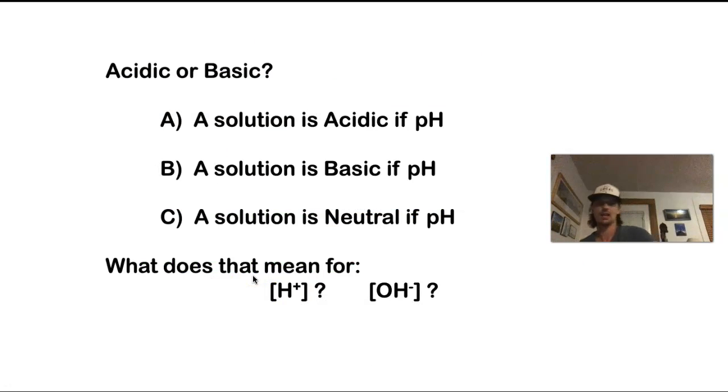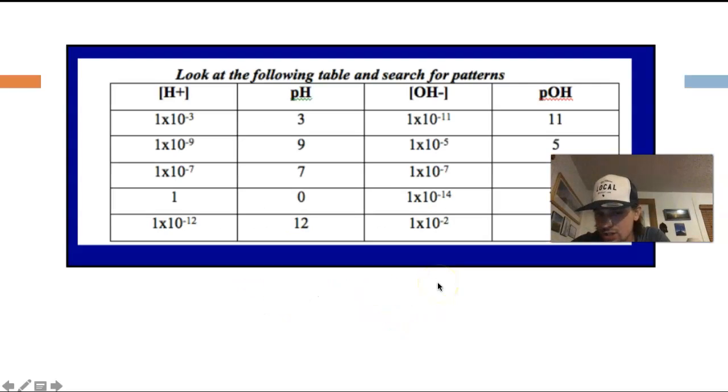So a solution is acidic if the pH is less than 7. A solution is basic if the pH is greater than 7. And I've seen this as an ACT question, so make sure you leave here remembering that. A neutral solution is 7, right in the middle. So what does this mean for the concentration of each of these things? Remember, both of these together make water. What we're doing today is determining the pH based on these two concentrations.